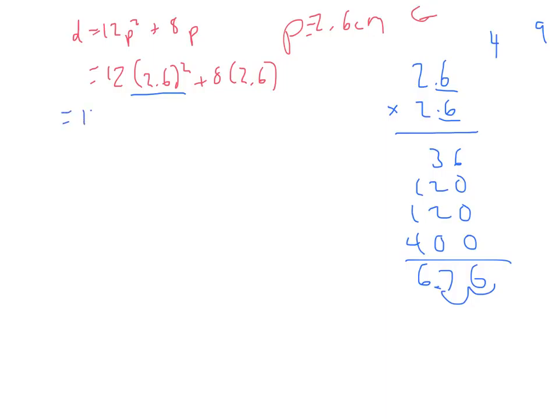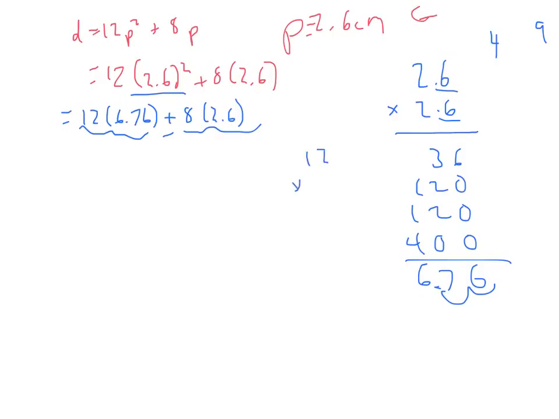Equals 12 times 6.76 plus 8 times 2.6. Brackets, like all the operations inside brackets, would be done. All the exponents are done. Now we're just left with multiplying and adding. We have a multiplying section here. We have a multiplying section here. We have an adding section in between them. We have to do the multiplying first, and we're supposed to do it in the order it appears from left to right. So we have 12 times 6.76.